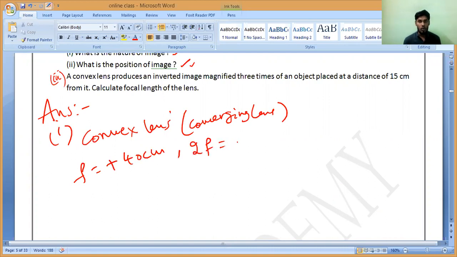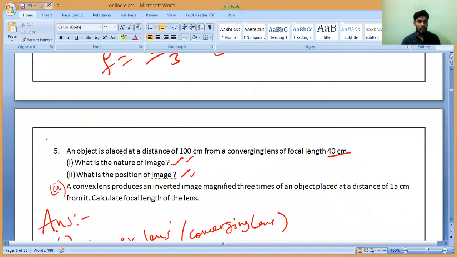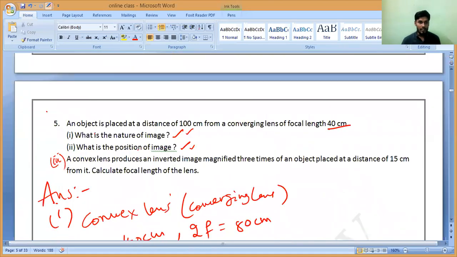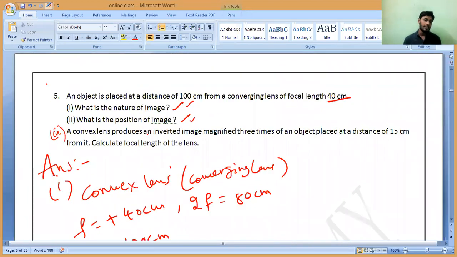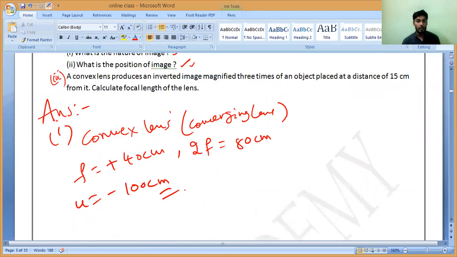2F is 80 centimeter. So the object is placed at minus 100 centimeter, so v also will be minus. What is the nature of the image? The object is placed beyond 2F. Case number 5.